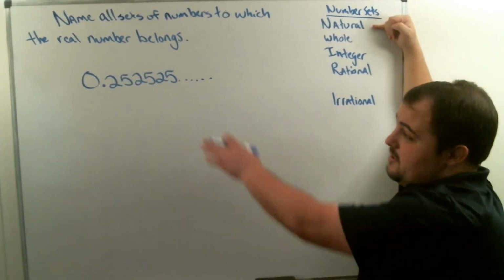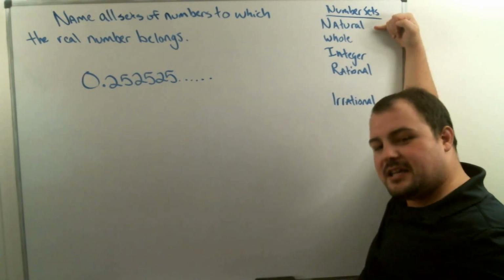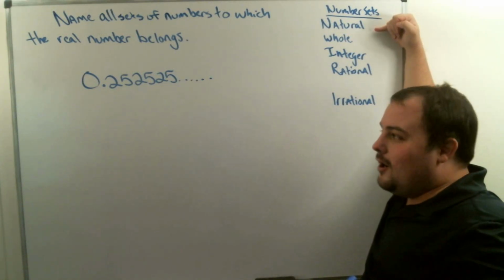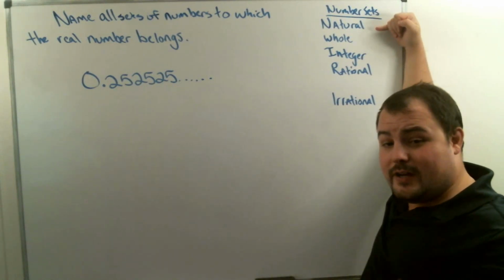Is this number that we see right there a natural number? Does it seem like it's a counting number? Do we start at 1 and say 1, 0.25252525?